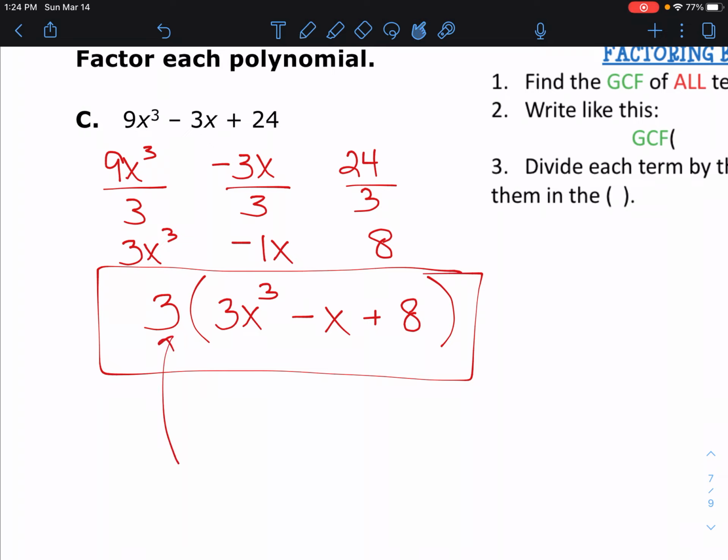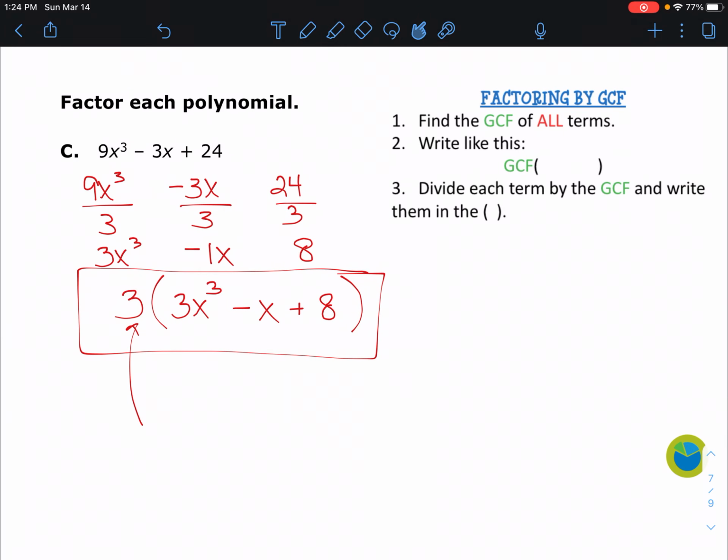Okay, I hope those make some sense. Find your GCF, follow these steps. Make sure when you find your GCF, it's of all the terms.